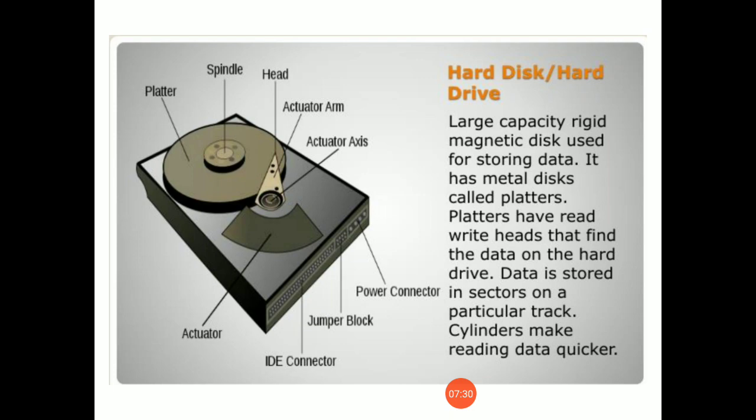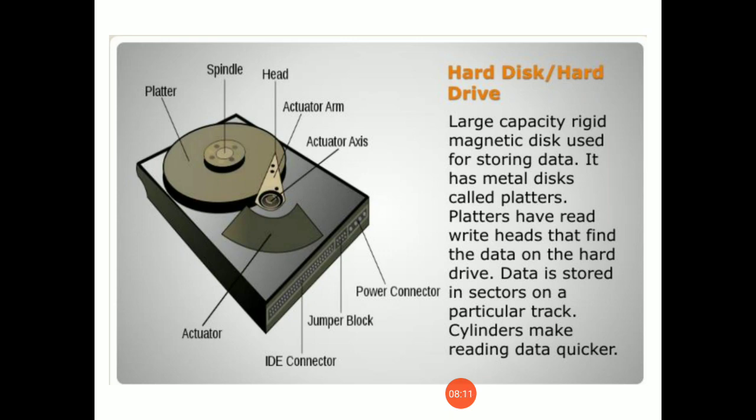So these were the key components of the hard disk, that is platter, spindle, head, actuator arm, then this IDE connector, jumper block, etc. Now how does this hard disk work? The platter spins around the spindle and the data is requested to be read from a particular area of a platter. The actuator arm moves the read head to that track.